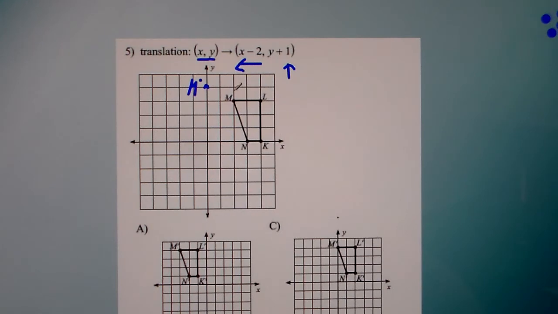L prime, 2 to the left, up 1. N prime. And K prime. Connect them up. Make it right here into blue.